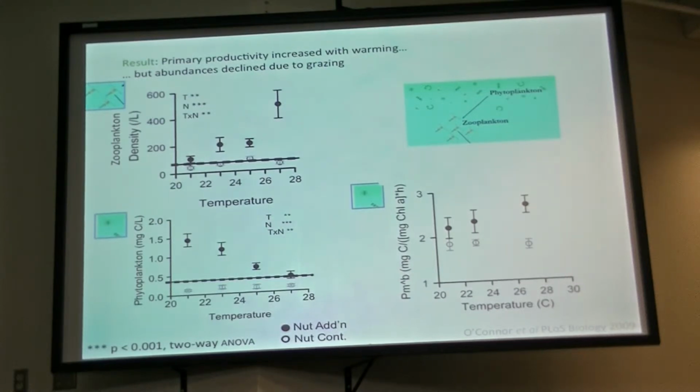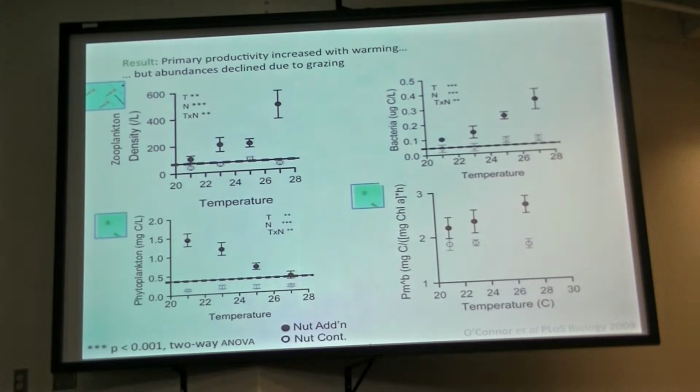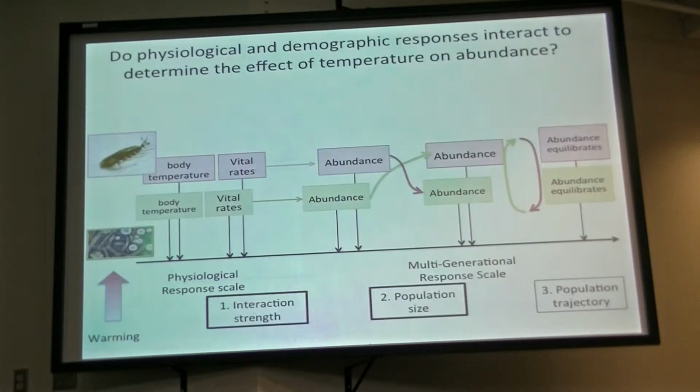And we saw the same results, right? So primary productivity increased, but abundances declined due to grazing. And we saw the same trend in bacteria, the other heterotrophic compartment in this food web. Okay, so we're kind of building up: interaction strength, population size. This population size result is really for here after 8 days. We didn't allow enough time really for dynamics. So the next question is, well, what would we expect if we had a longer term system?